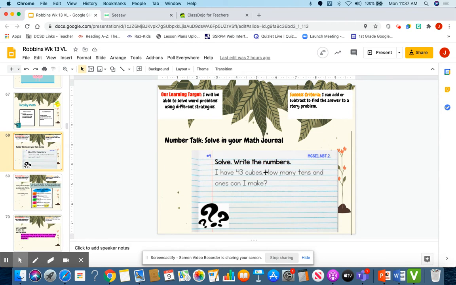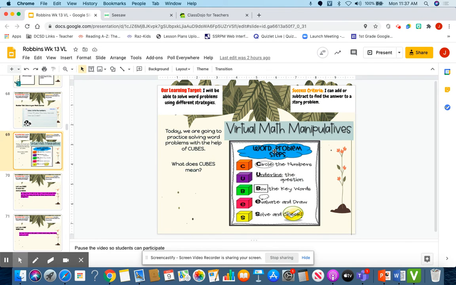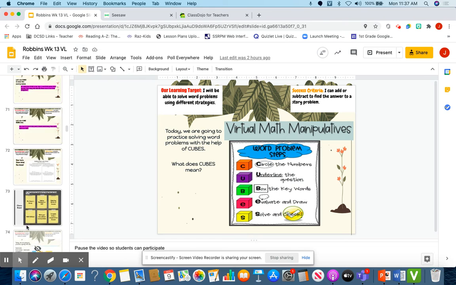In math, we're continuing to look at word problems. So we will complete that. And we will talk about the cube strategy to help you solve word problems, which is circle the numbers, underline the question, box the keywords, evaluate and draw what you need to do to solve the problem, and of course, solve and check.